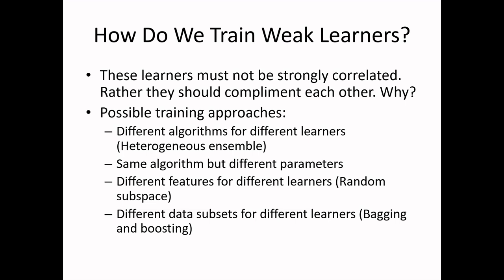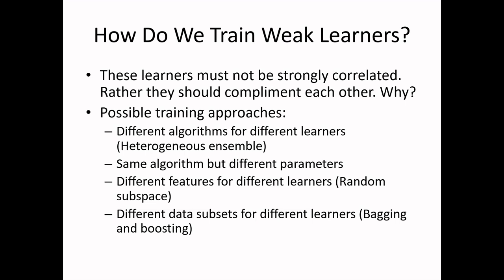Or what you could do is say, we will make sure that each learner looks only at a subset of features. It does not look at all the information. In that case, again, everybody is reaching their decision in an independent fashion. Or we could even go to the extent of different data subsets for different learners. So there are different ways of making sure that these learners have minimal correlation.